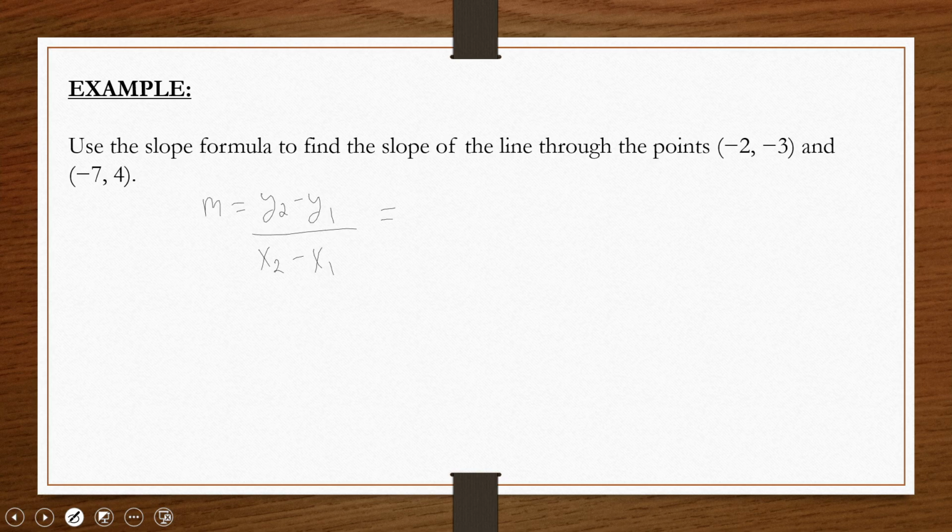So typically I'll mark one of these as point 1 and the second one as point 2. Just to distinguish, we'll use these subscripts and make our substitutions this way. So my y2 value is positive 4 minus my y1 value, which is negative 3.